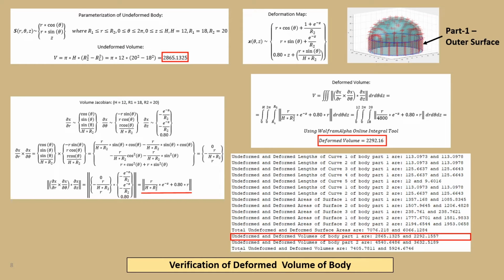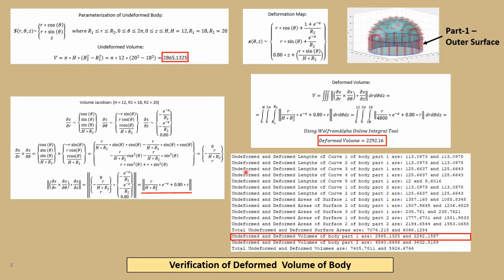Similar as before, in order to verify the volume of my deformed body, I had to parameterize my hollow cylinder itself, which is just the definition of a regular parameterization, as you can see above, with all the appropriate inputs of R1, R2, and H. Then my total undeformed volume, through geometry, results in a value of 2865.1325, which exactly matches my MATLAB output, as you can see below.